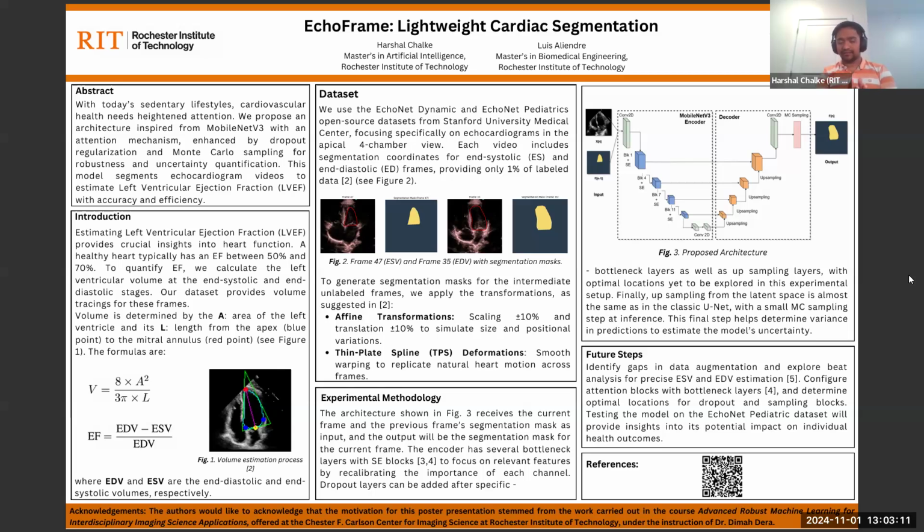After the downsampling part, we arrive at the latent space. We upsample from this latent space using a classic U-Net decoder. But the catch here is we are adding MC sampling at the inference step. MC sampling will basically calculate variance in predictions, and hence it will tell us if there are any outliers in predictions, basically to quantify uncertainty. Additionally, the position of dropout layers is yet to be determined, where we strategically place dropout layers so that we don't overfit and also don't lose valuable features.